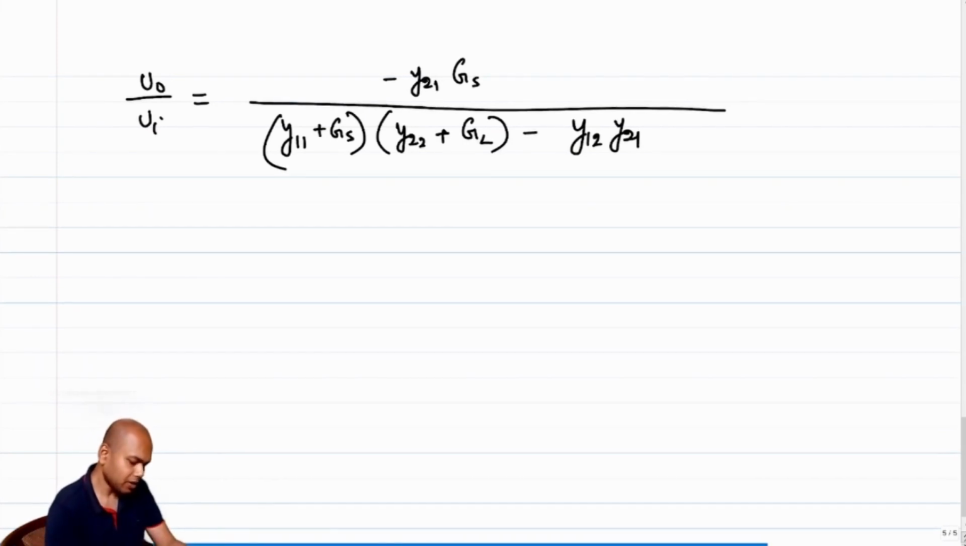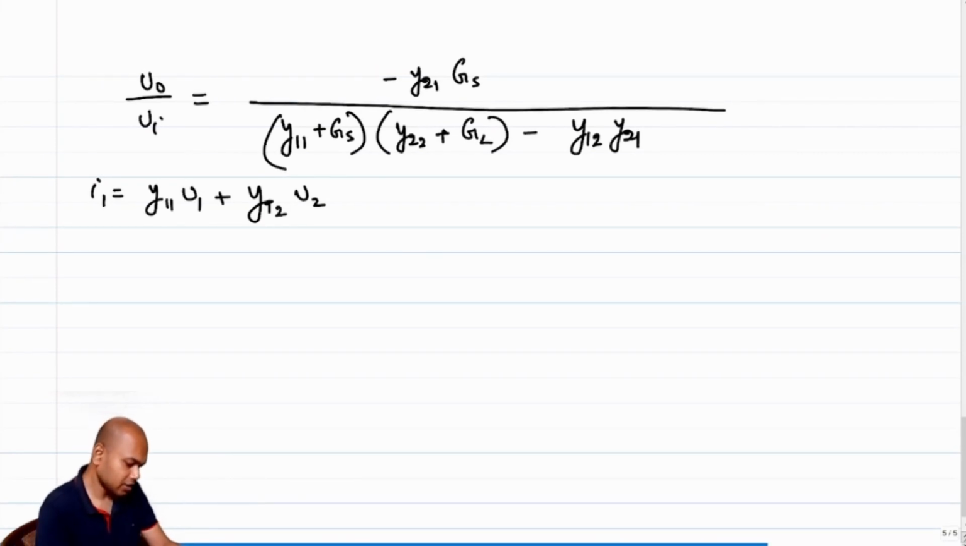So how can I express these y parameters in a circuit form? Again, note that, let me write it down. So I1 is y11 V1 plus y12 V2. So what is this telling us? This is telling us that there are two ports, right? Let's say this port, I call this V1. This port, I call this V2.